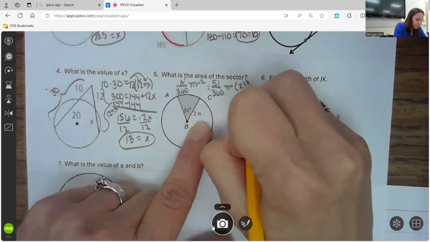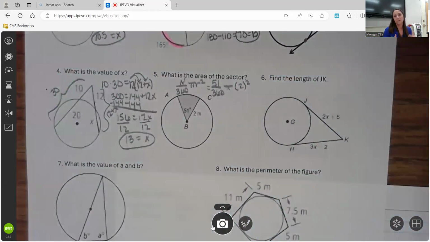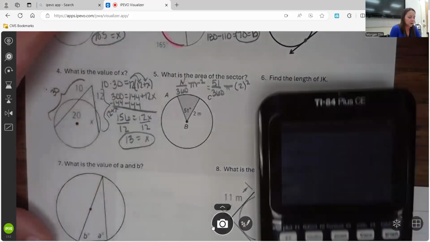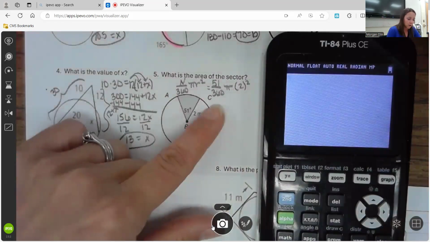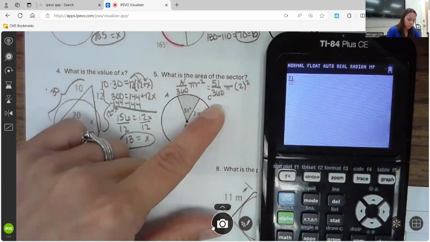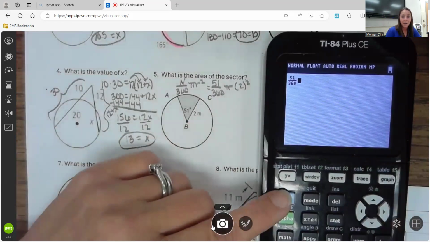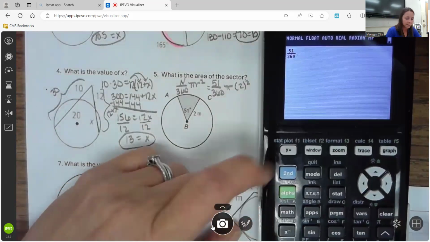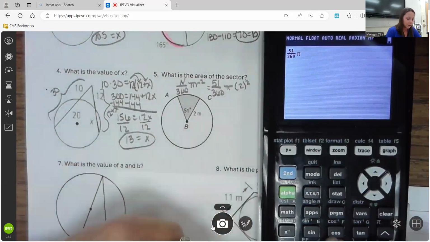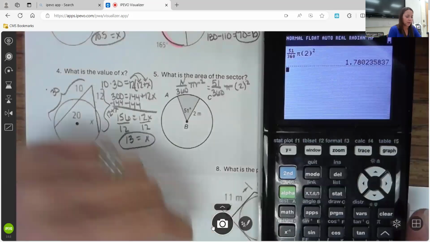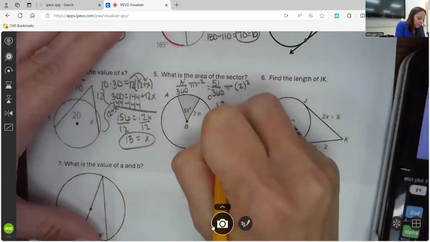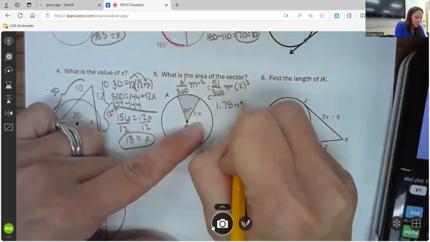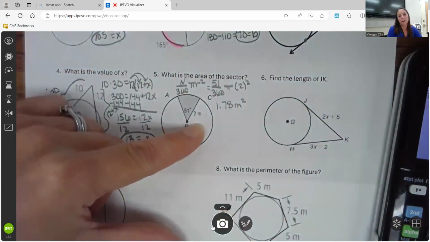So 2 squared. Now I didn't say what to round this to or to leave it in terms of pi, but let's just take our calculator right quick. I'm just going to round this to the nearest hundredth. So hundredth is how many decimal places? 2. So if I put this in, 51 over 360, pi, remember pi is the second button in this caret symbol right above the division sign, and then 2 squared. So to the nearest hundredth, it's going to be 1.78. And when we talk about area, this is going to be meters squared. So it's always your units squared.